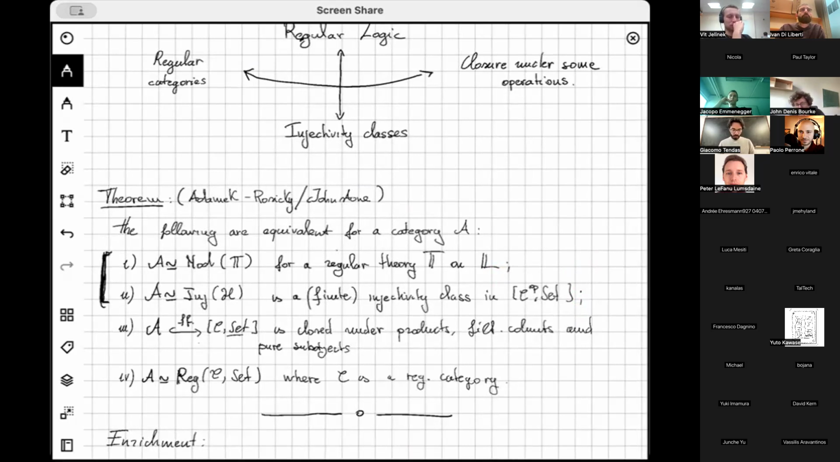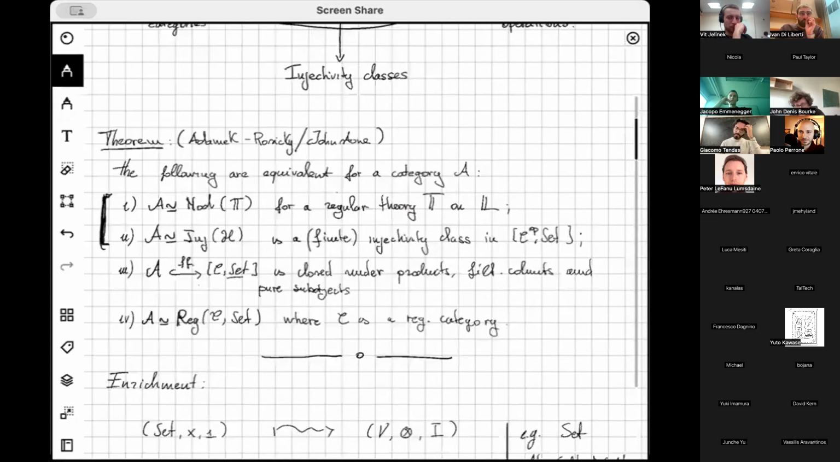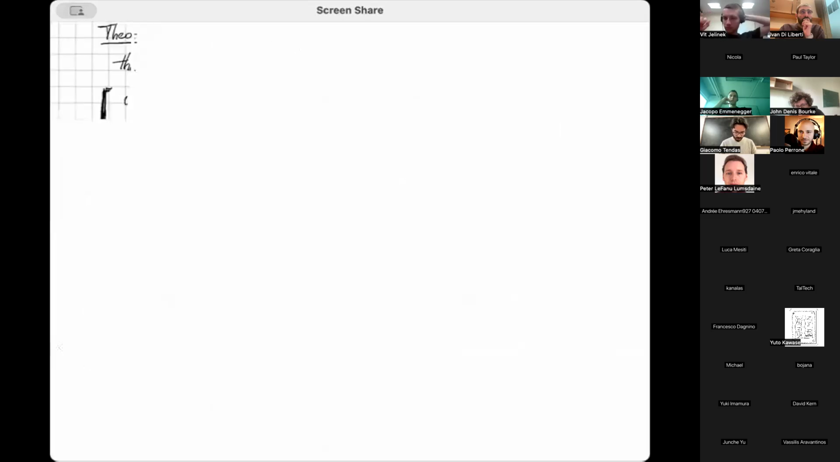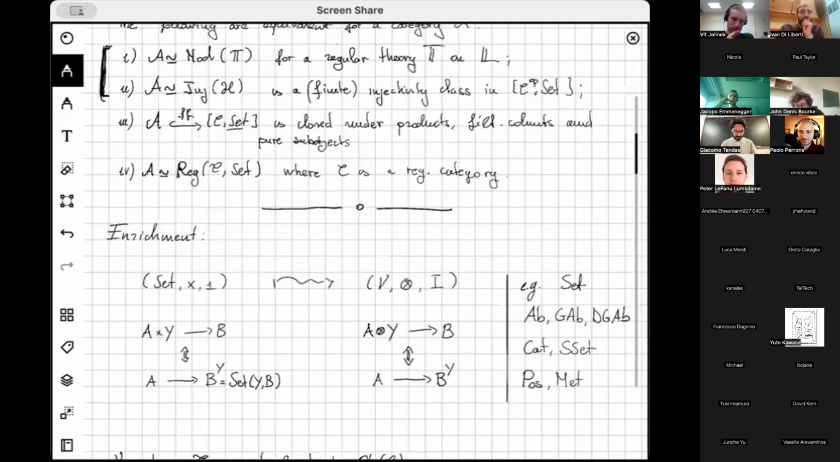Okay, so what do we do now? We move to the enriched context, and I try to tell you what we know and what we wanted to do and what was our motivation. Okay, so enrichment over a monoidal category.